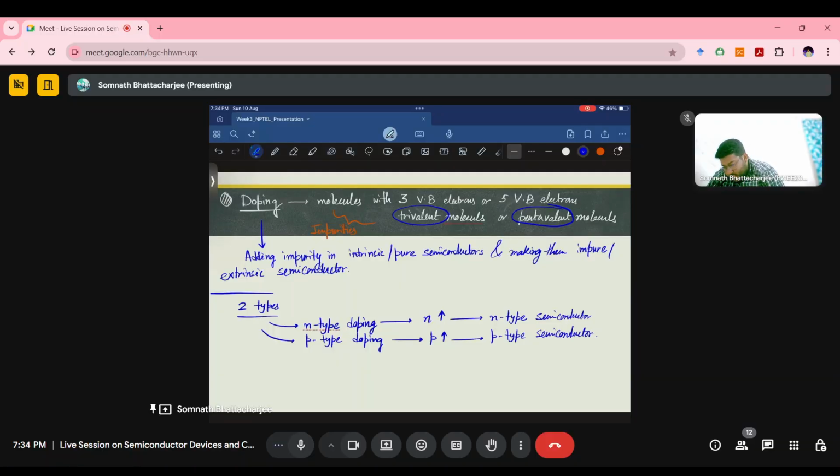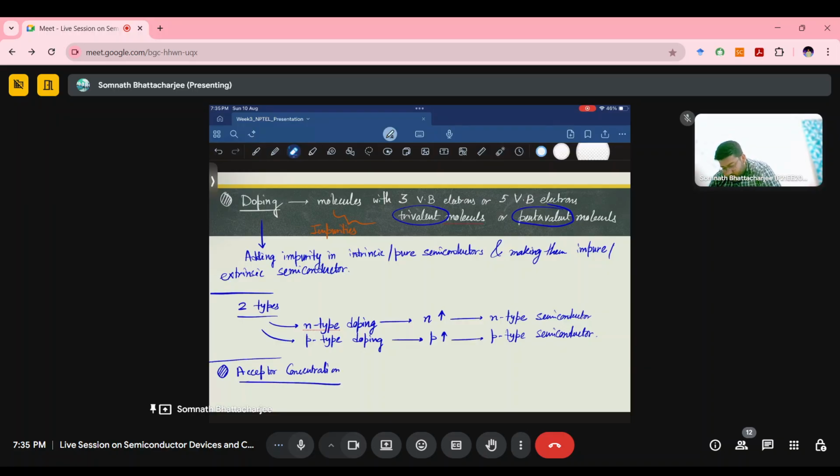Now, based on these dopings, the concentration of N has increased in case of N type, and in case of P type the value of P has increased. So based on these facts, we can say there are two new terms: the donor concentration and the acceptor concentration.